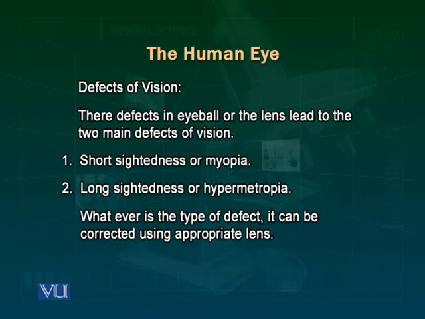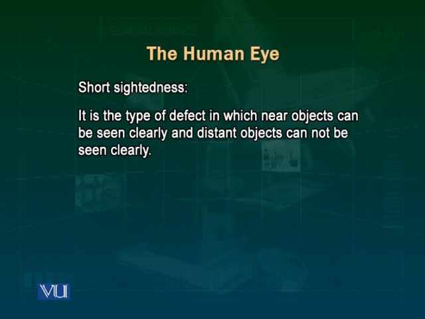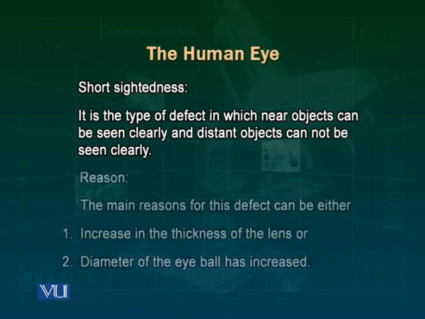In both cases, you are not seeing objects clearly. Short-sightedness, or myopia, is the case in which you can see near objects, but you cannot see objects which are far away. What is the reason for this? It is the increase in thickness of the lens. If the lens thickness increases, the image is formed before the retina. Or the diameter of the eyeball has increased. Again, you have an image which is before the retina.